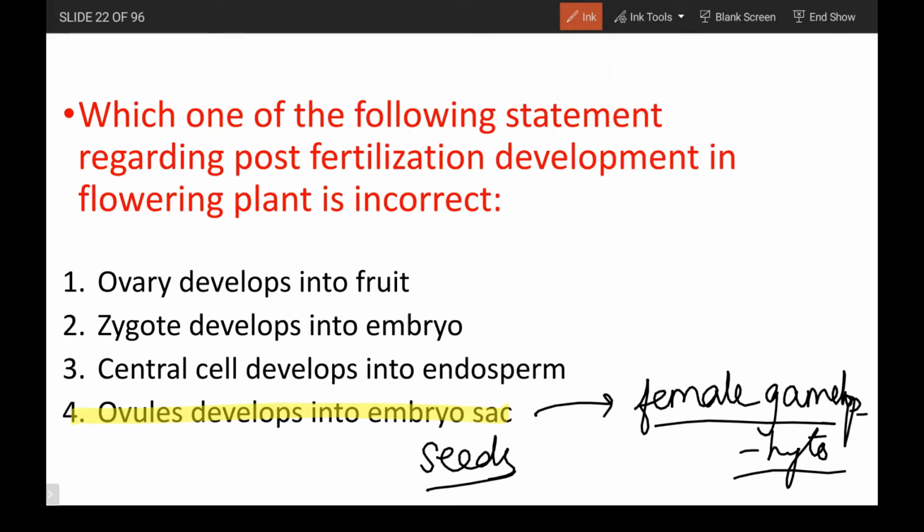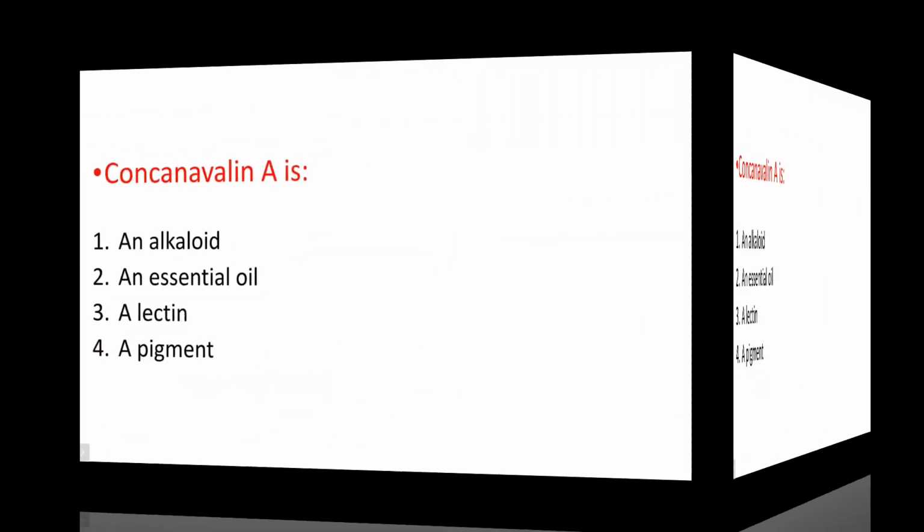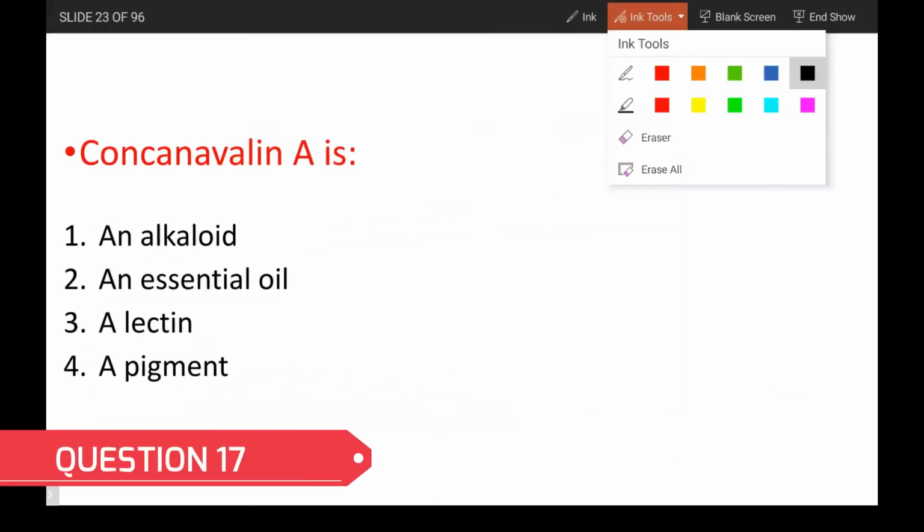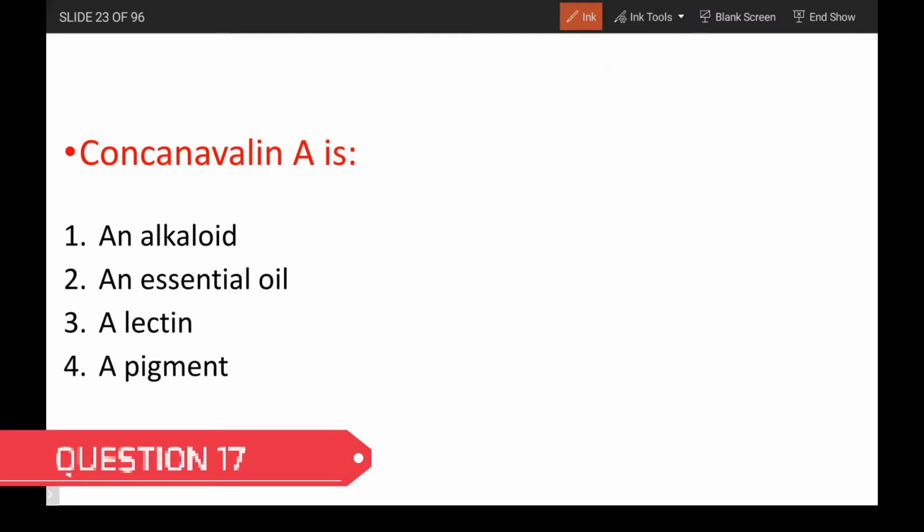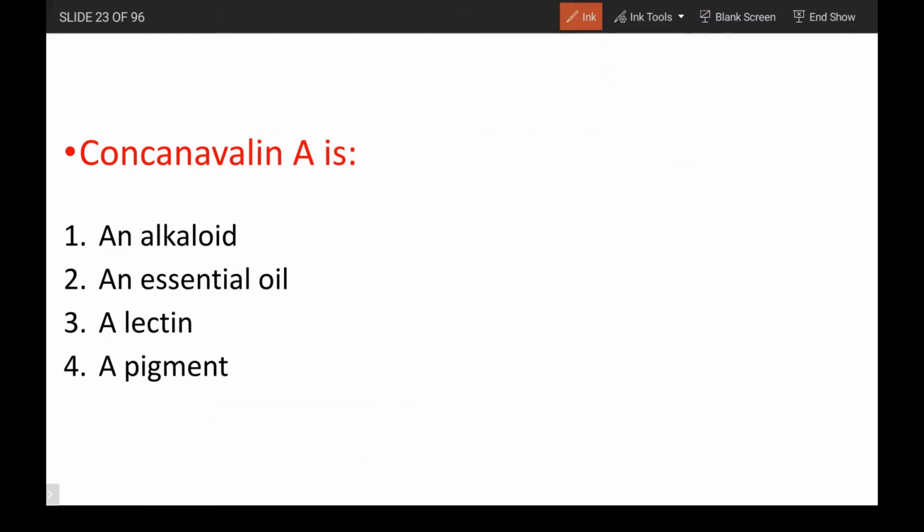Ovary develops into fruit, yes, correct. Zygote develops into embryo, yes. Central cell develops into endosperm, you all know. As you have a male gamete that comes and fuses in the central cell to give rise to an endosperm. So everything is pakka, but ovules develop into embryo sac is an absurd statement. It is seeds. This was the only question which was outside NCERT. 89 questions were from NCERT only.